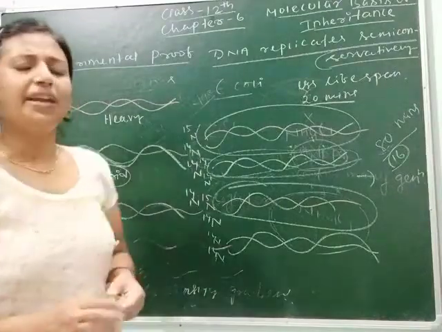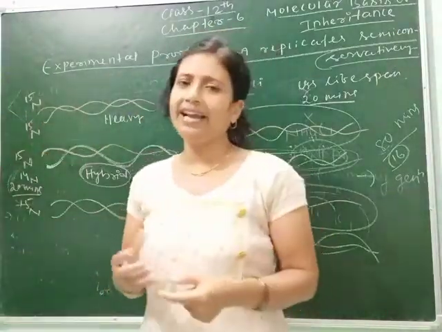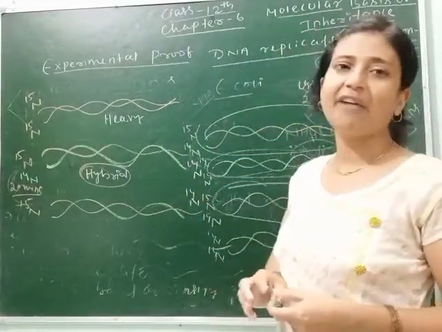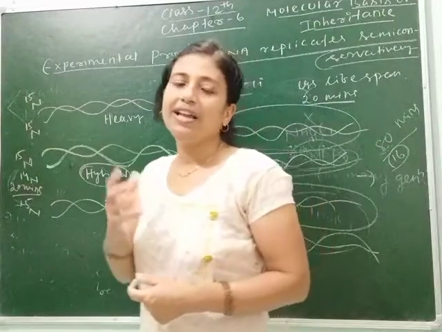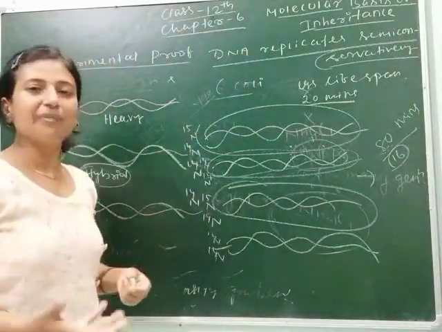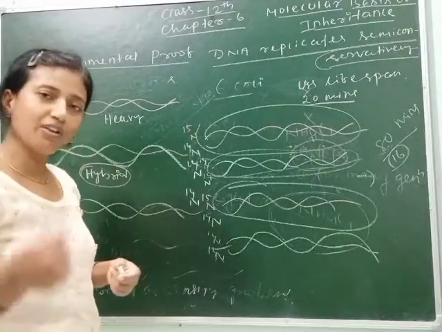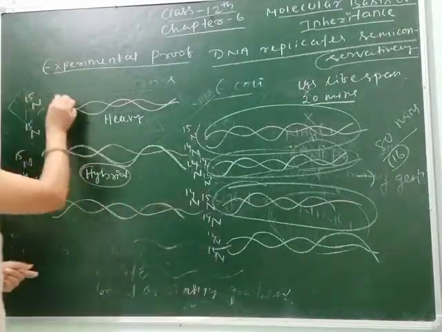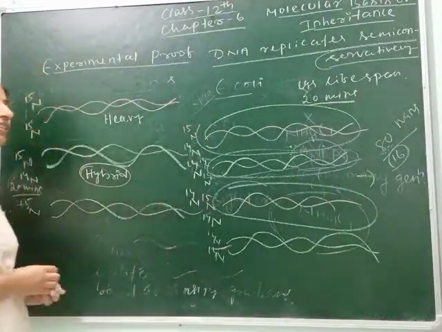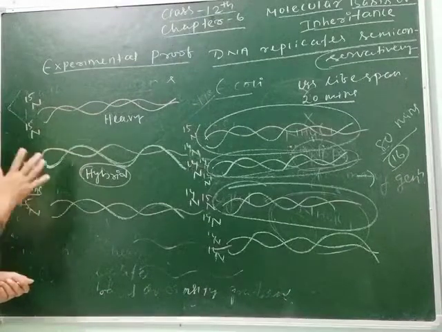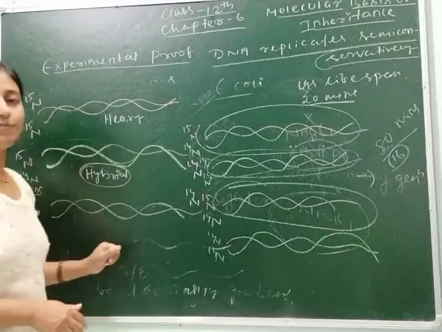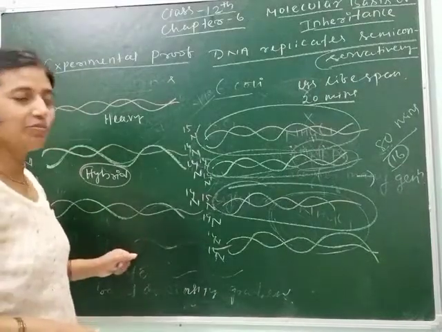But after this, many other scientists came, like Taylor, and they did the same experiment on Vicia faba or fava beans to know whether the DNA replicates semi-conservatively or not, and they also found the same as Meselson and Stahl described. Clear? So for today, this is all about your experimental proof on semi-conservative DNA replication, and this will come as a 5-mark question in your board exams, and this is most important.